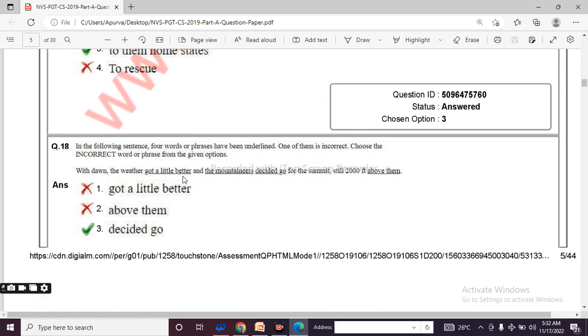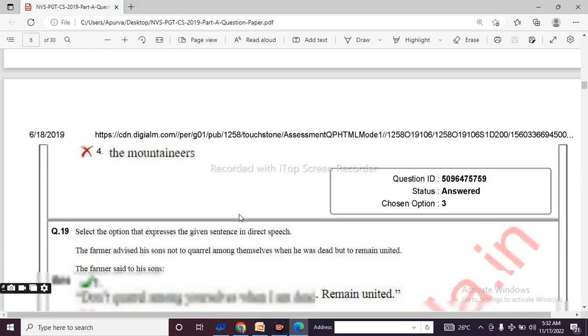Now, four words or phrases have been underlined. One of them is incorrect. With dawn, the weather got a little better and the mountaineers decided to go for the summit still 2,000 feet above them. So, what will be the incorrect phrase? The incorrect one will be "decided go". Here the correct one will be "decided to go".